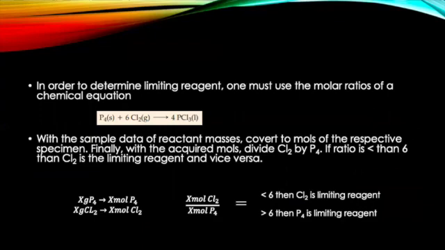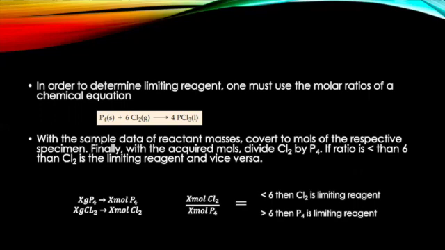So in order to determine the limiting reagent, one must use the molar ratios of a chemical equation. We can use the example below. So with the sample data of reactant masses, convert to moles of the respective specimen. Finally, with the acquired moles, divide chlorine by phosphorus, and if the ratio is less than 6, chlorine is the limiting reagent, and vice versa. So since chlorine has more moles, it will be the divisor. If the ratio is bigger than 6, then phosphorus will be the limiting reagent.